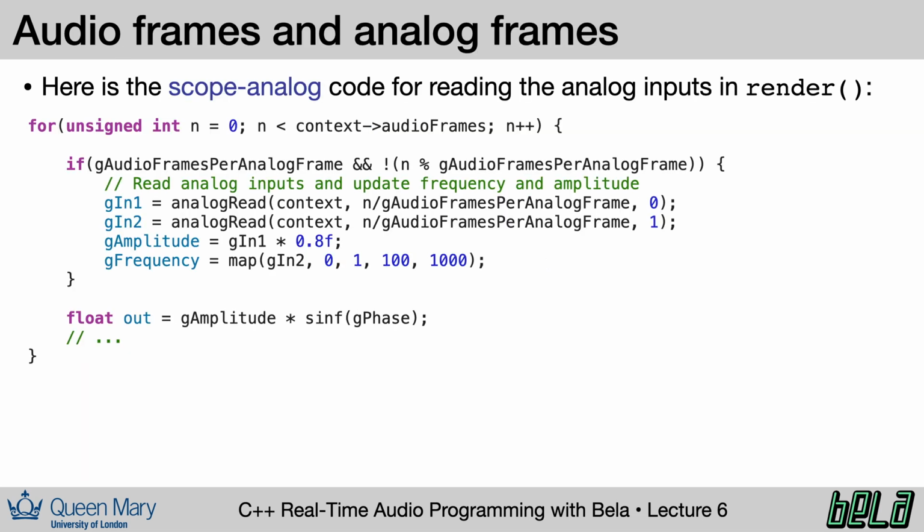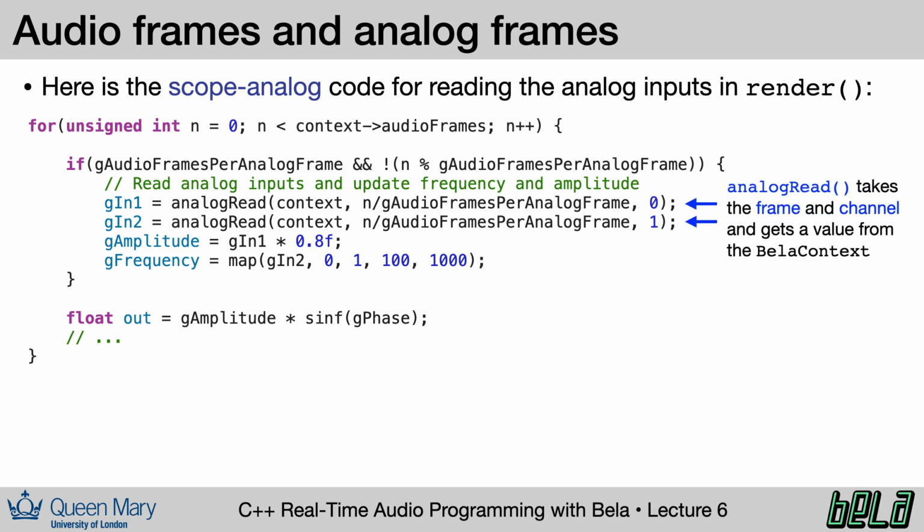Let's have a look at what's going on in the scope analog code that we just ran. I've pulled out the critical bit here. analogRead is called twice, once for input 0 and once for input 1. Once we have that data, we rescale it using different functions. The first one is just multiplied by a value of 0.8, whereas the second one we pass into the map function that we saw a few lectures ago. This rescales the range from 0 to 1 to be between 100 and 1000 Hz.